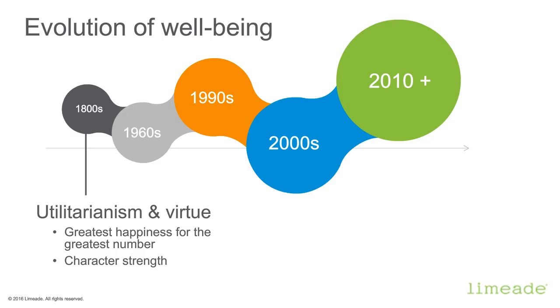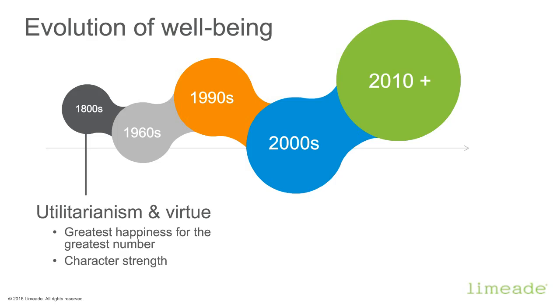There were philosophers who were really focusing on this topic. There were Jeremy Bentham and John Stuart Mill who were talking about the idea of how do you maximize happiness? How do you ensure the greatest happiness for the greatest number of people? And at the same time, there was also this concept of character strength, which was the idea of, is there something about me that actually can make me happier? So if I have more courage, I might be happier. If I'm braver, I might be happier. So the point of calling out the 1800s is that this is when happiness was first talked about as something to study and something that people could actually control in their lives.